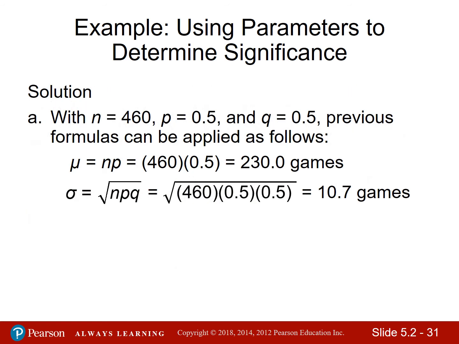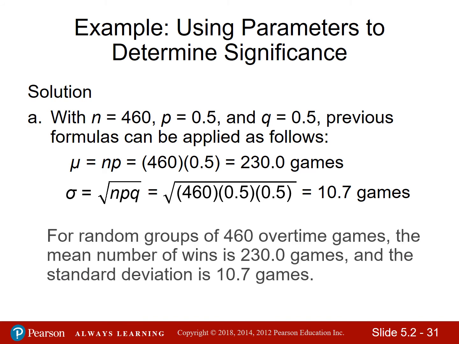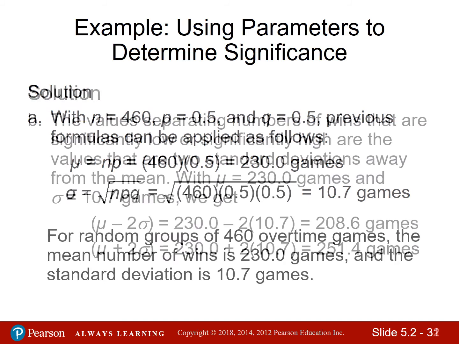So we have everything here. All we need to do is plug it in: n is 460, p equals 0.50, q equals 0.50, and the formula is mu equals np, so n times p. 460 times 0.5 is 230 games. So this 0.0 is just respecting the rounding rule. Now the standard deviation is the square root of npq, which is 10.7 games, right? For a random group of 460 overtime games, the mean number of wins is 230, and the standard deviation is 10.7 games.